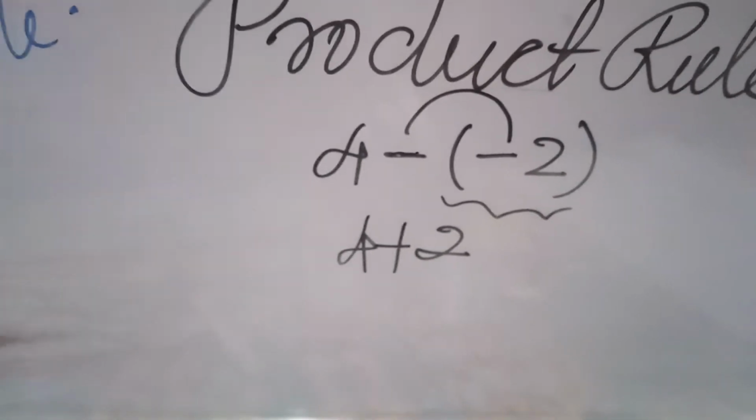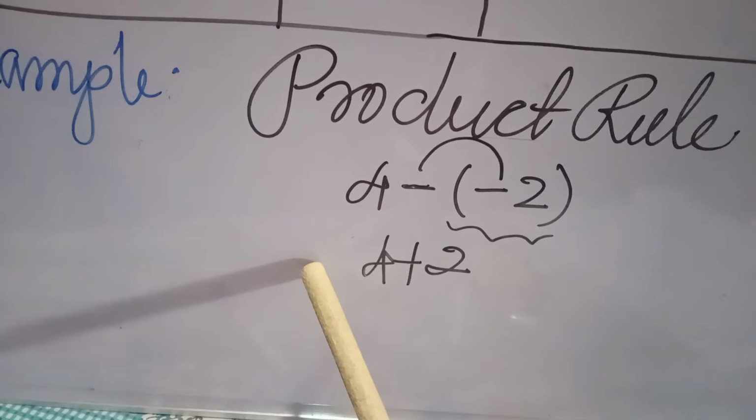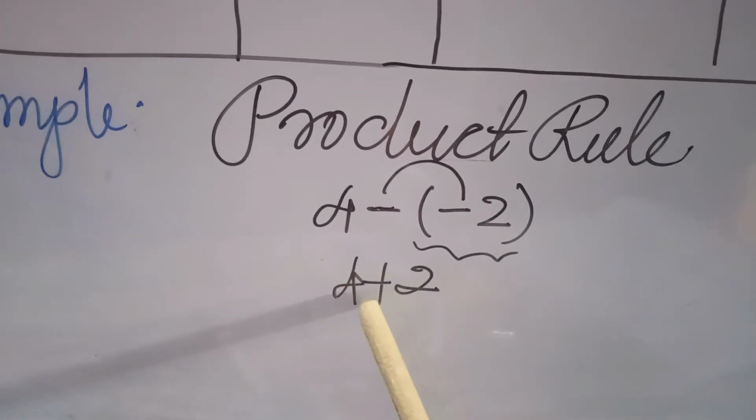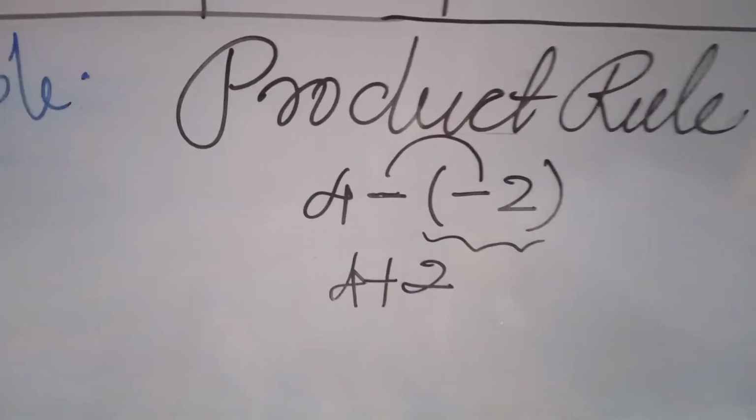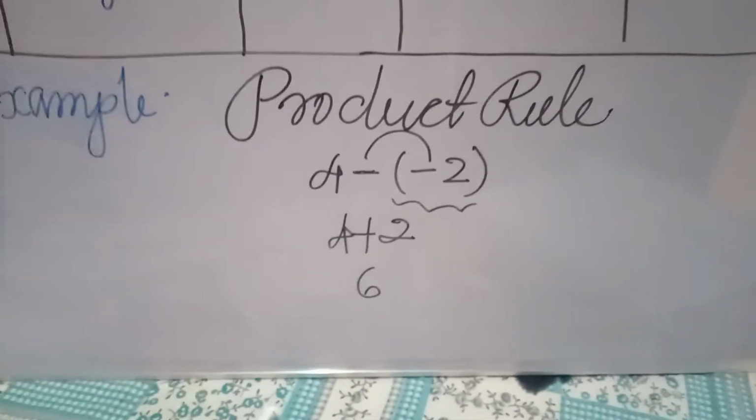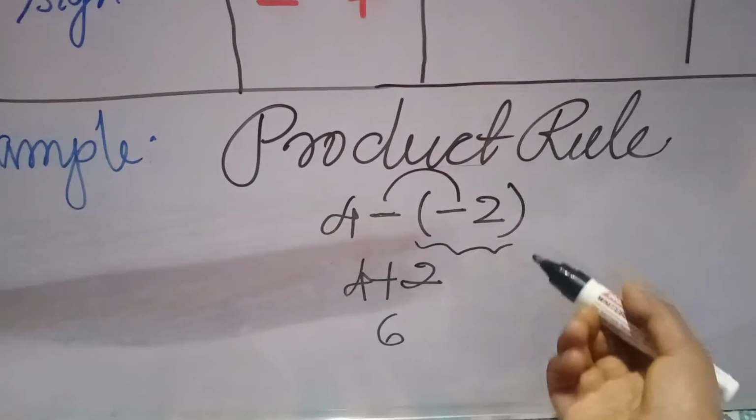Now you are remaining with two positive numbers. See, this 4 is not having any sign in front of it, so it is considered a positive number, and this 2 is having a plus sign. So now we are going to add and give the same sign. So 4 plus 2 is 6. So this is how you are going to remove the brackets.